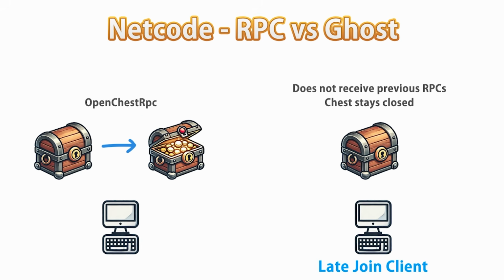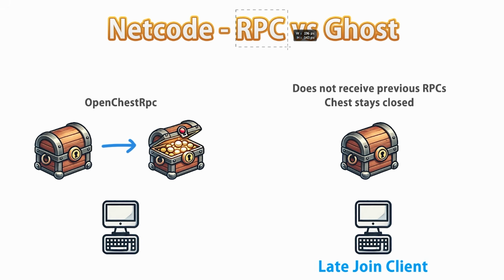Okay, great! By the way, since we're talking about ghosts and how they are actually relatively similar to RPCs, meaning they both allow you to synchronize some data, here's one example where that difference is quite impactful, which is in the concept of late joining clients, meaning clients that join after something has already happened.